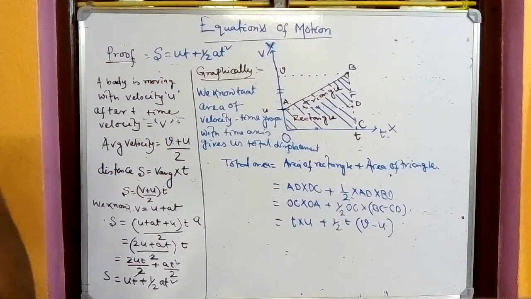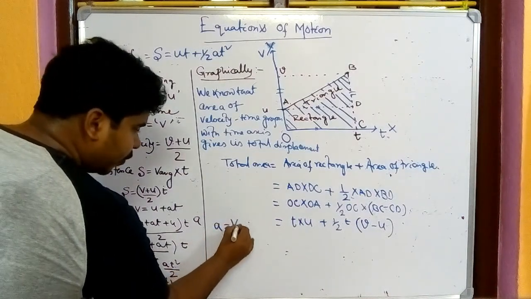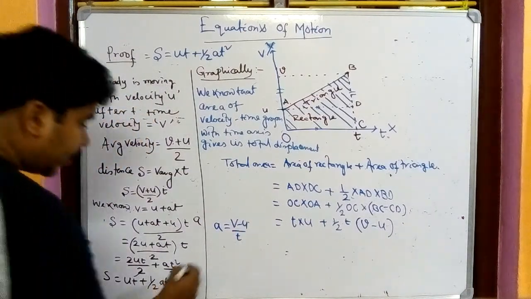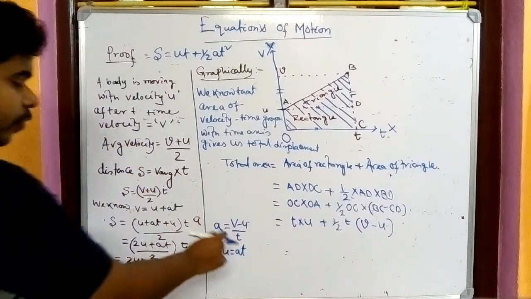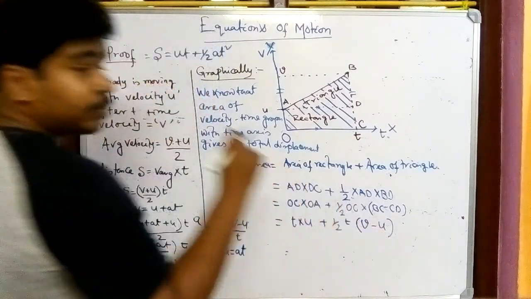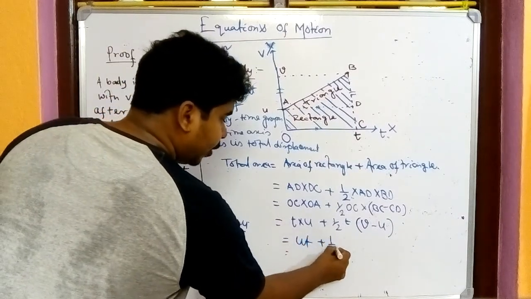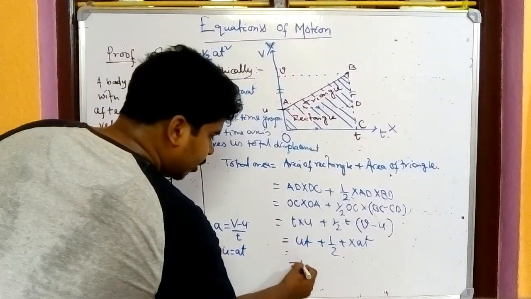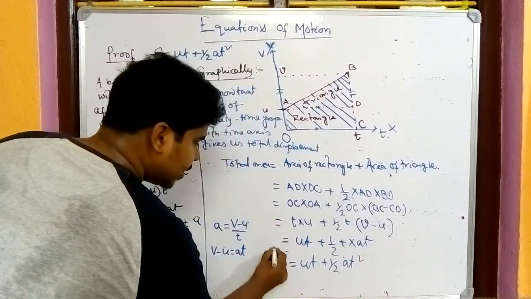Okay, now we have to again take help of the previous equation. In the previous equation we have learned that a equals v minus u by t. That is the equation of acceleration. From here we can write v minus u equals at. So we have to put the value of v minus u here. If I put it, it will come ut plus half into t into at, or ut plus half at square, that is your s.